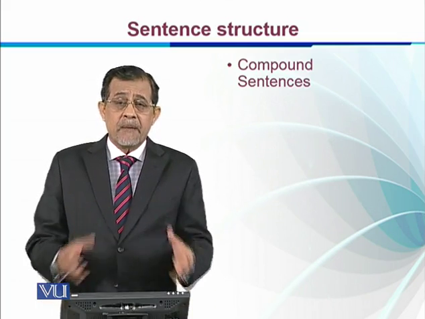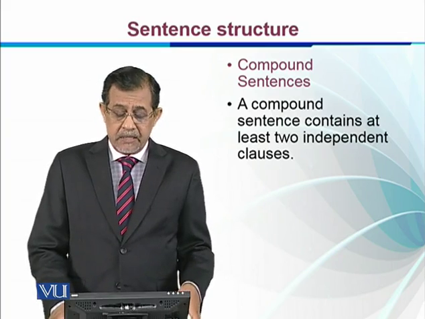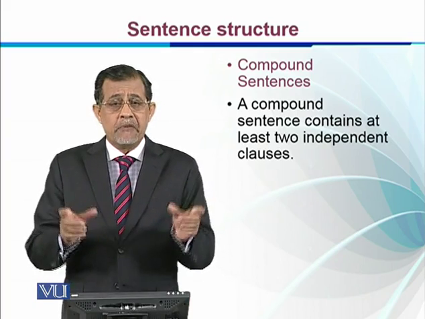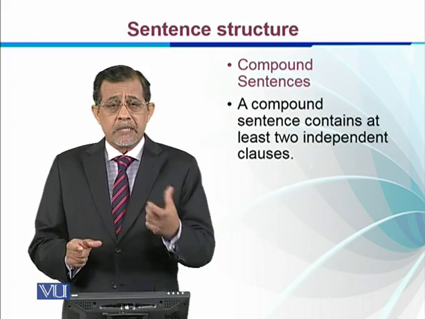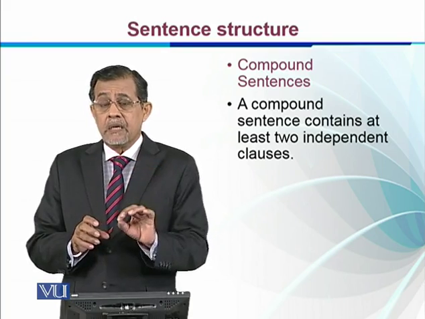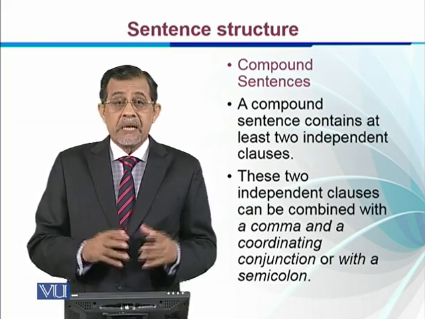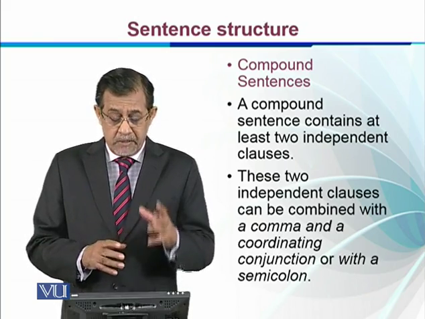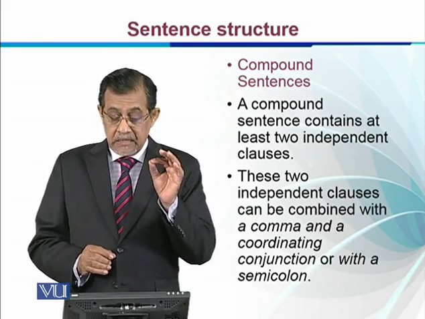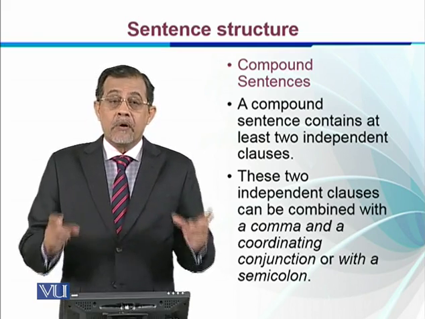So the second type of sentence structure is the compound sentence. A compound sentence contains at least two independent clauses. So when we have two independent clauses, we call it a compound sentence. You need to handle compound sentences a little carefully. These two independent clauses, especially the punctuation of the independent clauses, can be combined with a comma and a coordinating conjunction, or with a semicolon.